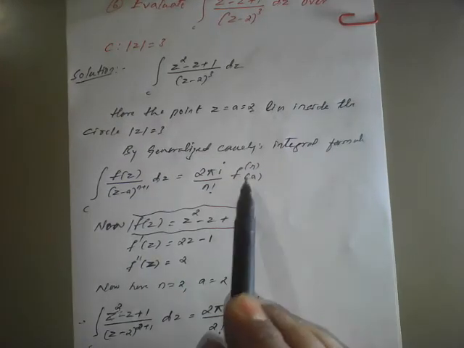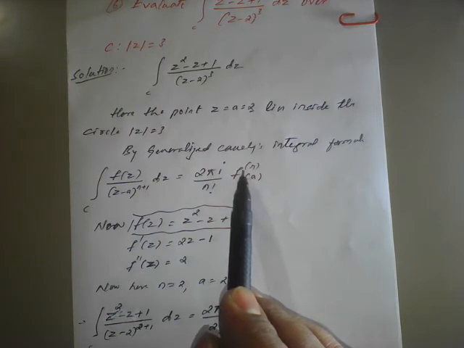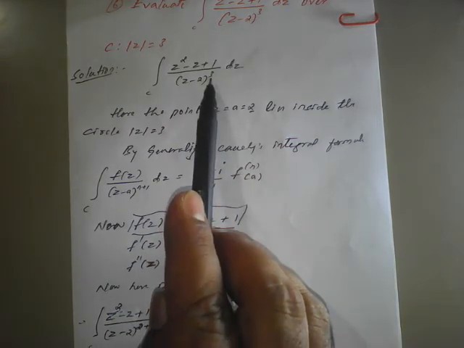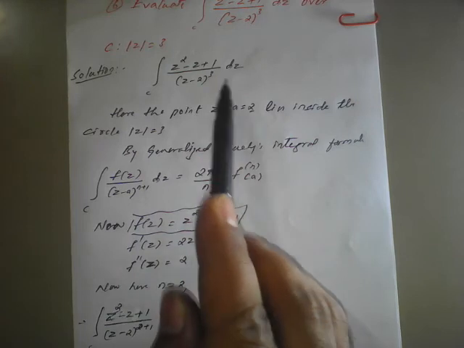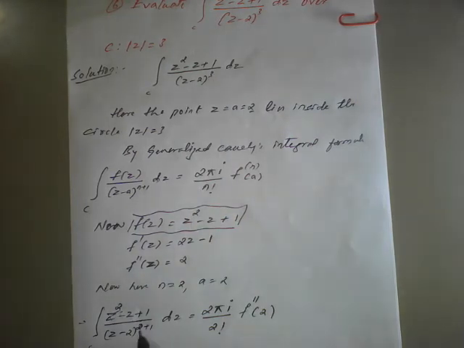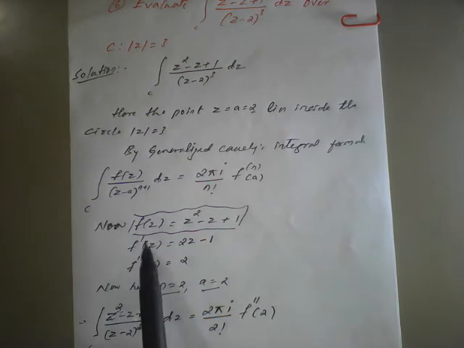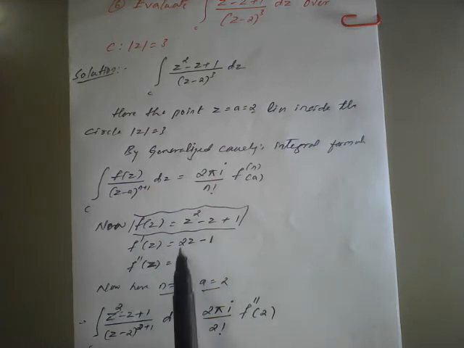Next, we need to see the n value. 3 can be written in the form of n plus 1, so 3 can be written as 2 plus 1. So the n value is 2 and the a value is 2. Therefore n is 2 means we need to differentiate f of z 2 times. Whatever n is, that many times you have to differentiate. So the first differentiation is 2z minus 1 and one more differentiation gives 2.